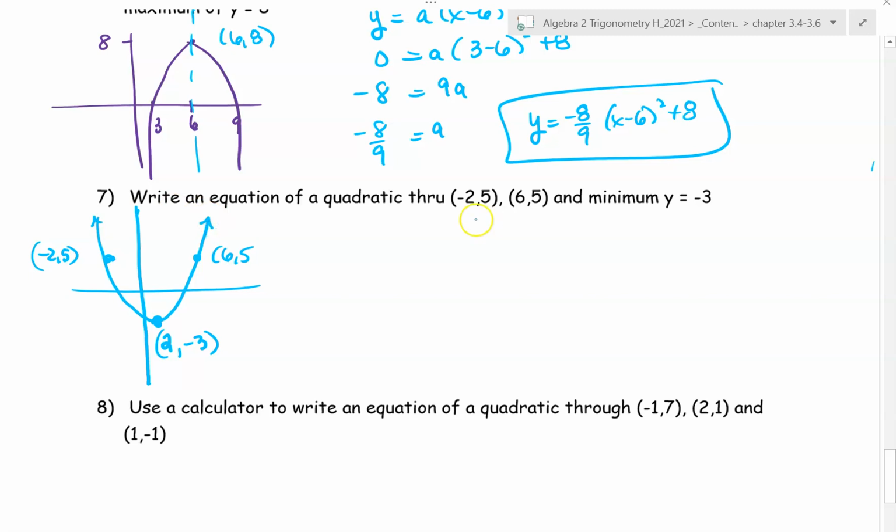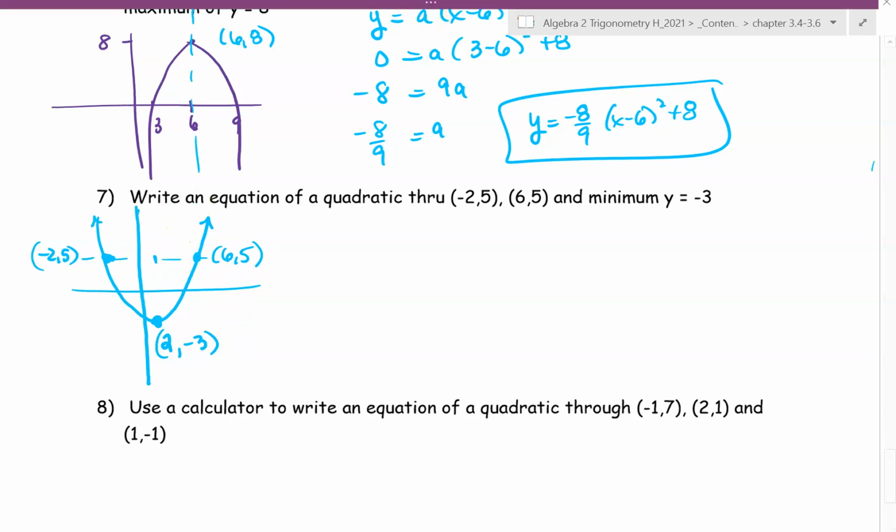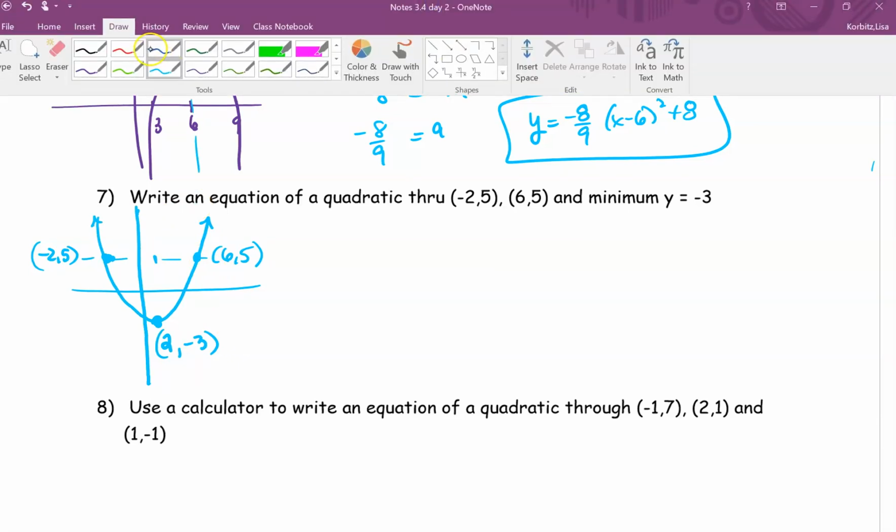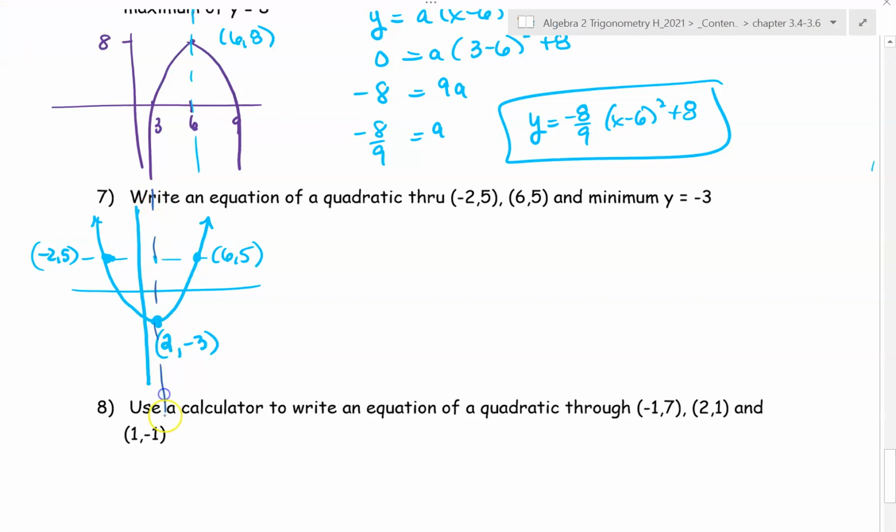Okay, so hopefully you realize that if we have points at (-2, 5) and (6, 5), those points are on a horizontal line. So that means that the vertex would have to be halfway between -2 and 6. So the vertex would have to be at 2. I should say the x-coordinate of the vertex, or the axis of symmetry. So notice that the axis of symmetry would have to be at x equals 2.